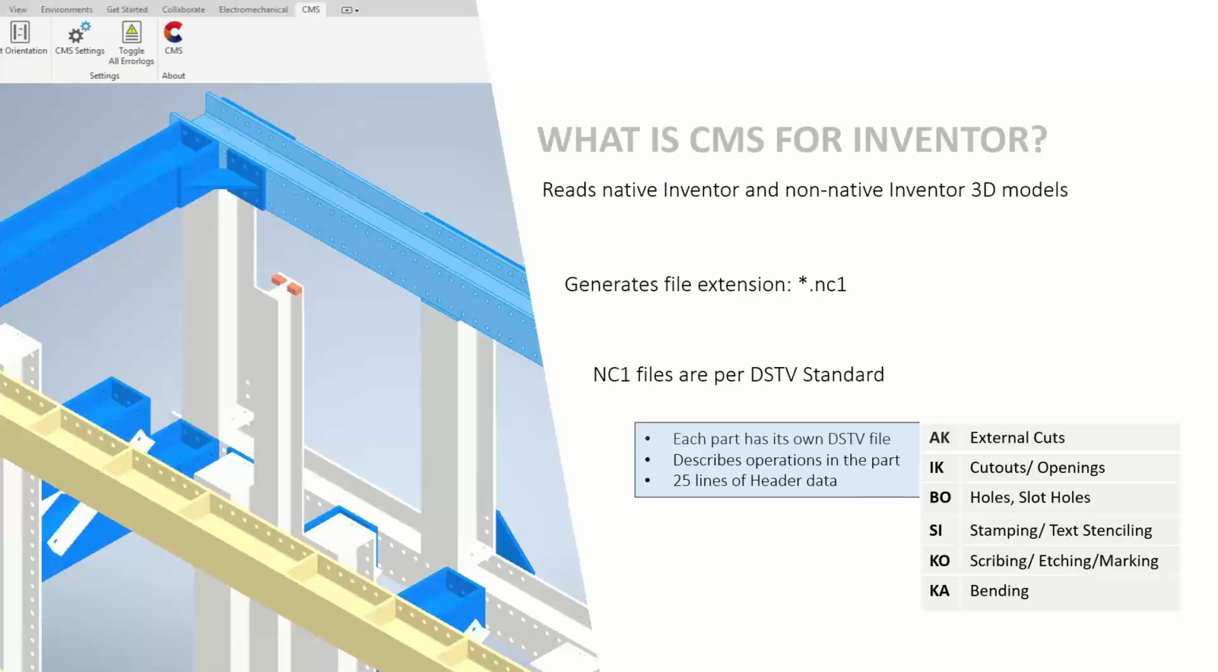The DSTV file itself has 25 lines of header data. Some of the header data we will be able to map from your iProperties. All those blocks and header data, I'll give you an example as well when we start on our Inventor platform.